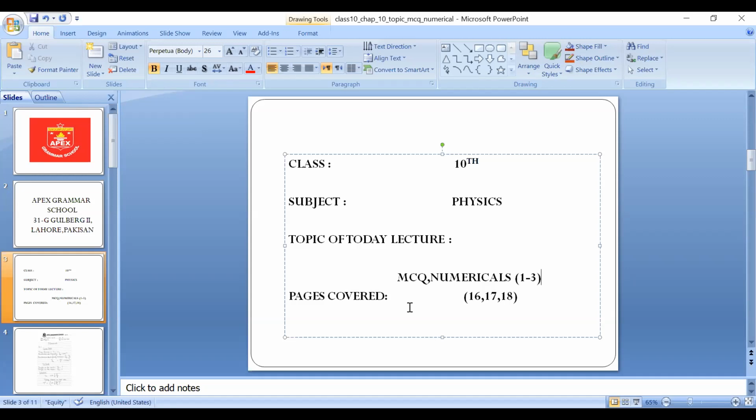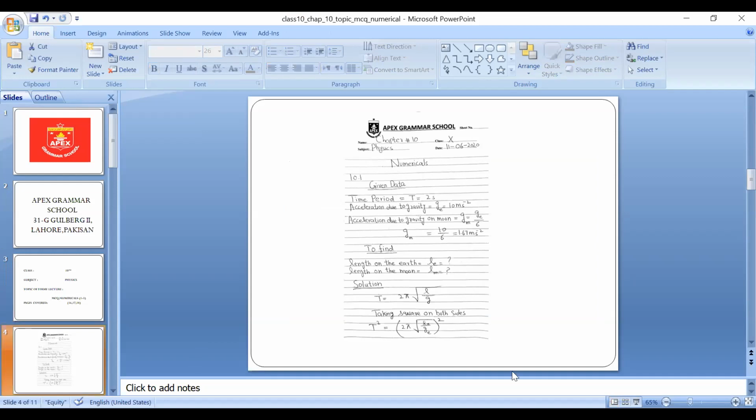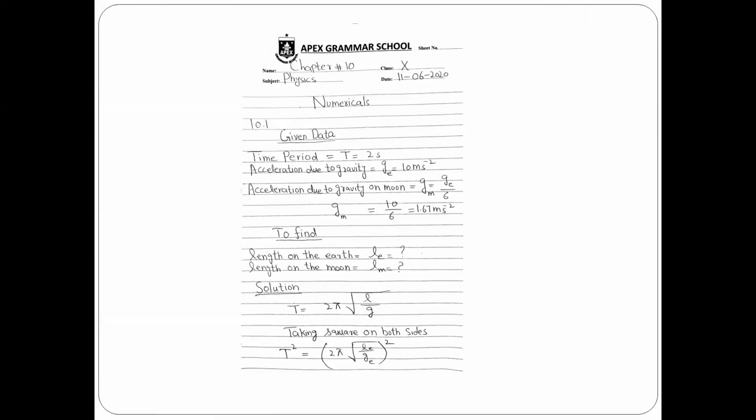So this is the end of our MCQs. Now I am going to start the numericals of chapter number 10. The numericals are on page number 17. I have solved the numericals for you. If I take the first numerical, we solve numerical 10.1. I will read the numerical first for you.